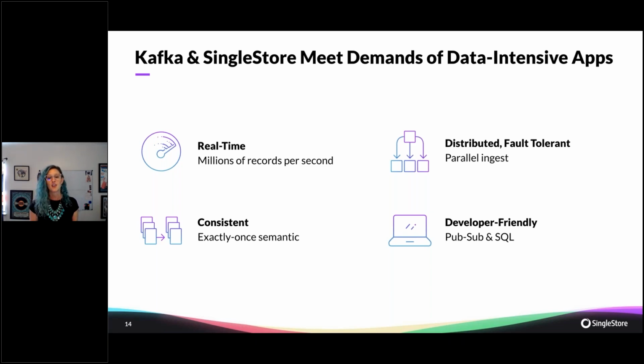It turns out that Kafka is also perfect for this type of data-intensive application. So Kafka is incredibly efficient at moving data between systems. It can handle real-time data delivery to SingleStore at the scale of millions of rows per second. Both systems have exactly-once semantics, so you know the data will be delivered accurately. Both systems are distributed, which enables optimized parallel ingest of the data in SingleStore and provides high availability and fault tolerance to both of those systems.